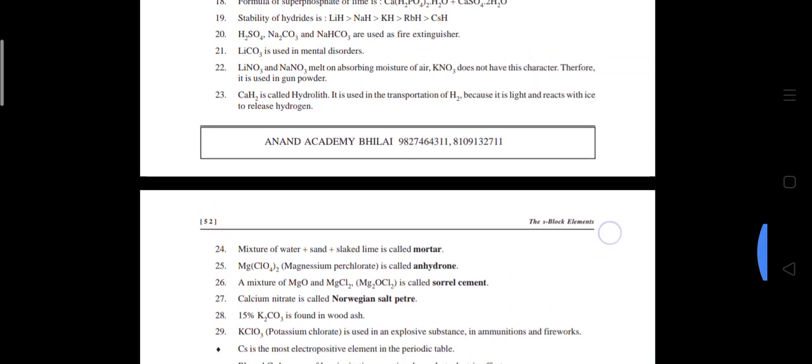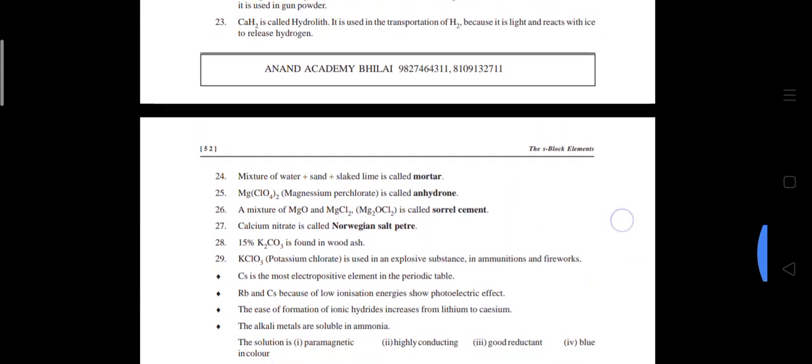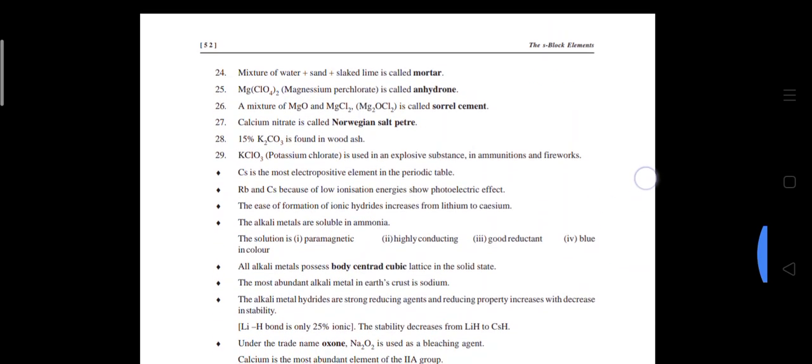Lithium carbonate is used in mental disorders. Lithium nitrate and sodium nitrate melt on absorbing moisture of air. KNO3 does not have this characteristic, therefore it is used in gunpowder. Calcium hydride is called hydrolith. It is used in the transportation of hydrogen because it is light and reacts with ice to release hydrogen.